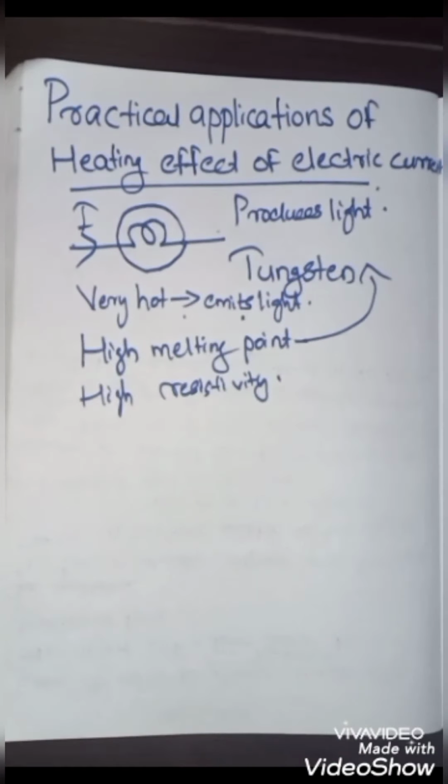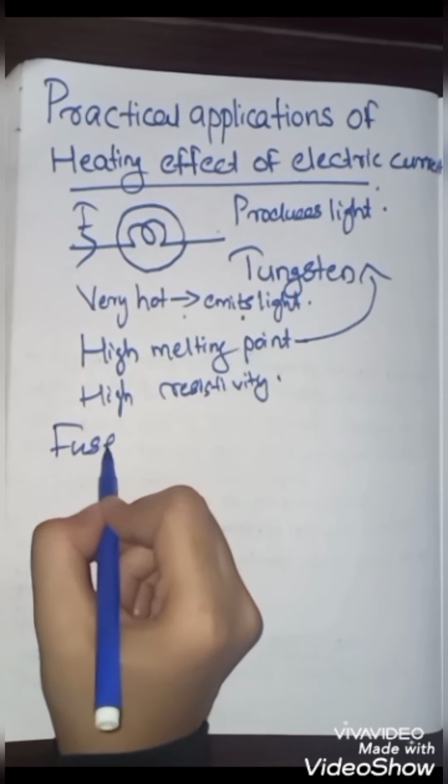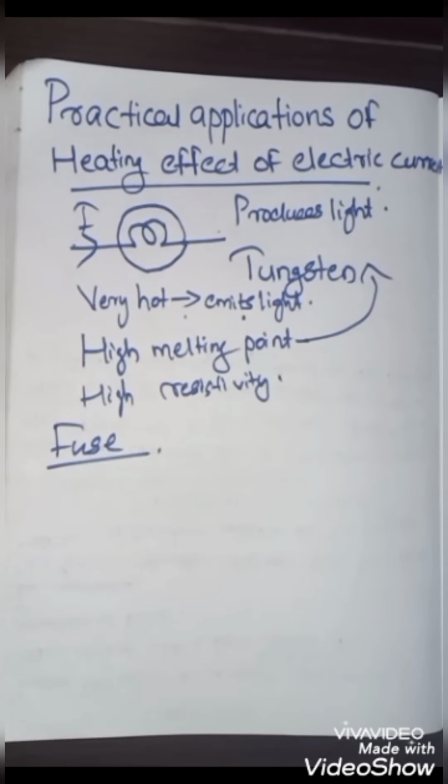The next practical application of the heating effect of electric current is the fuse. Have you heard about the fuse? In our home, this fuse protects the circuits and appliances by stopping the flow of high electric current. In our home there are many electric circuits, and these circuits are protected by the fuse. How is it protected?